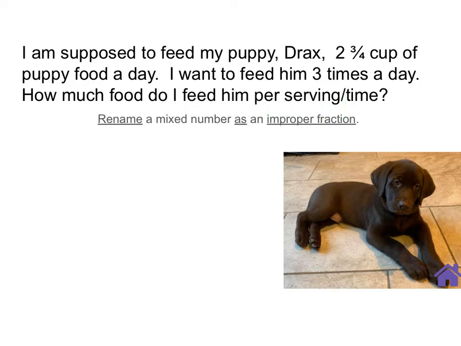So the first thing that we have to do is get our division problem or expression, and then I have to rename the mixed number as an improper fraction. So let's go ahead and do that. My important words: I have 2 3/4 cups of puppy food, and I have 3 times a day. So I have 2 3/4 cups, and I need to divide that by 3, because it's 3 times a day. The first step is to make it an improper fraction.